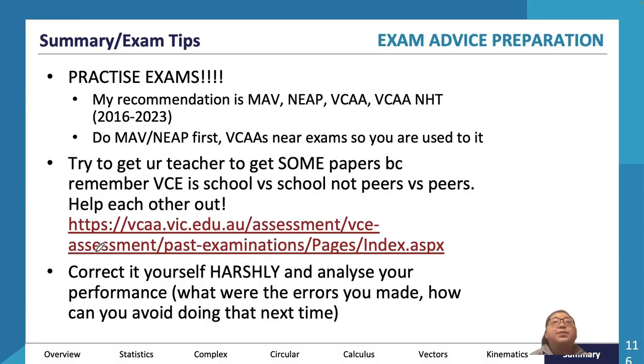Make sure to do practice exams as much as possible. I recommend MAV, NEAP, VCAA, and the NHT VCAA. Probably do company exams first, and then once you get closer to exams, do the VCAA exams. But you can do older VCAA exams, then older company exams, then older VCAA exams, then more recent company exams, and then more recent VCAA exams to build up, and make sure you know which parts of the study design are no longer applicable. Try to get your teacher to give you some papers, because VCE is school versus school, and make sure to help each other out in terms of questions, and correct yourself harshly. This applies both for maths and all other subjects as well, and make sure to analyze your performance.